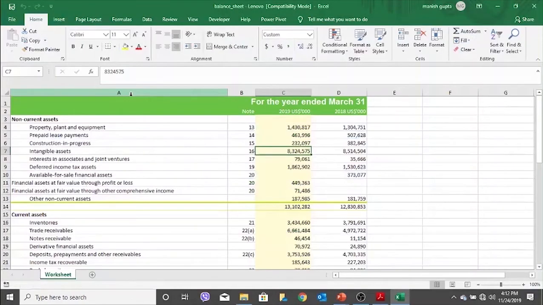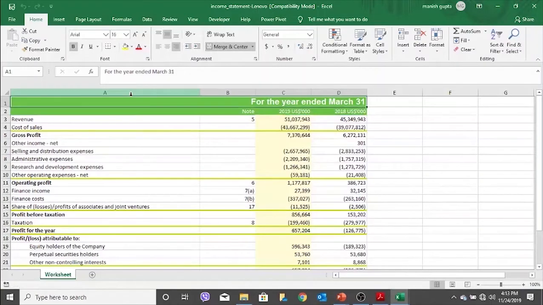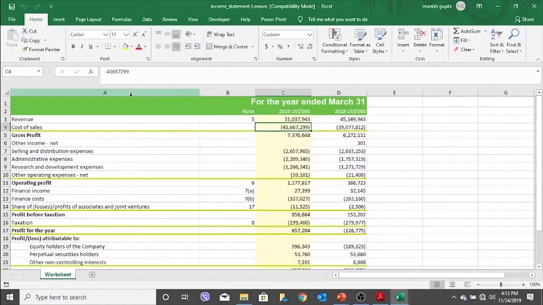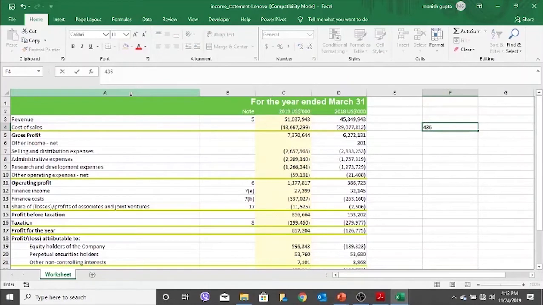So how do you calculate average inventory? What do you need to know? Cost of sale, right? So cost of sale for Lenovo is 43,667,299. You can make a note. So this is your cost of sale.